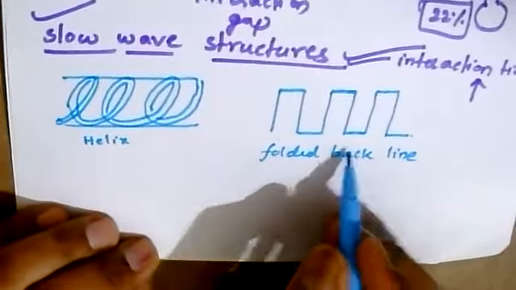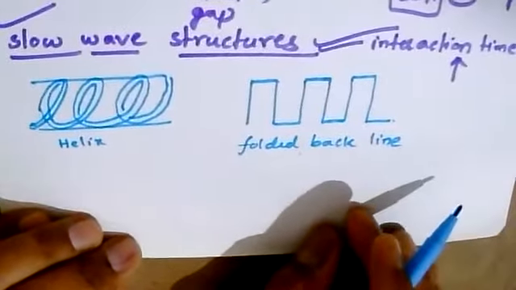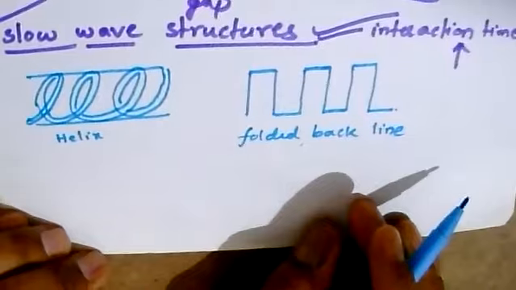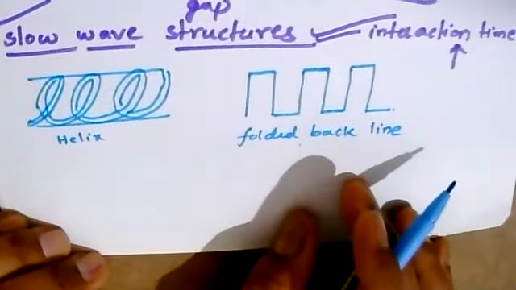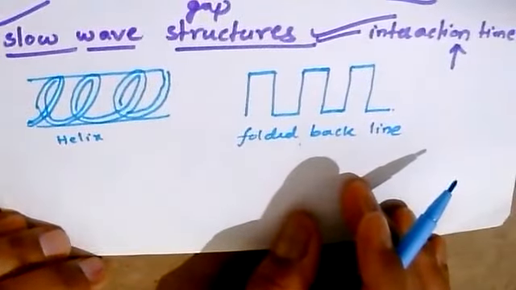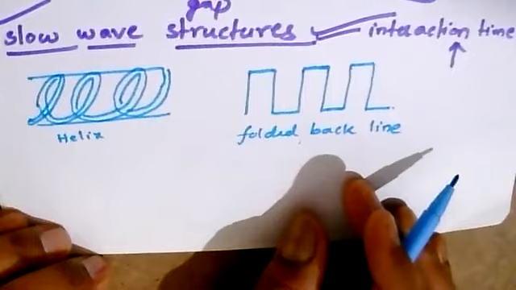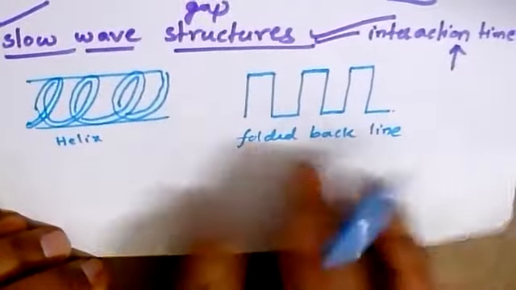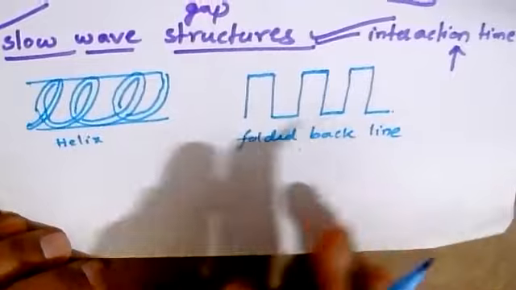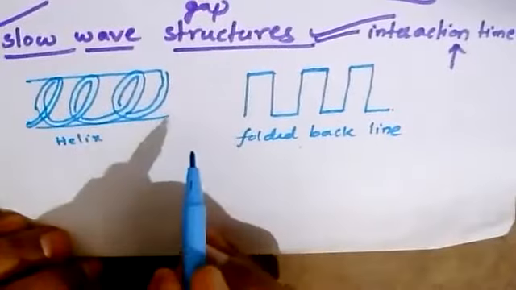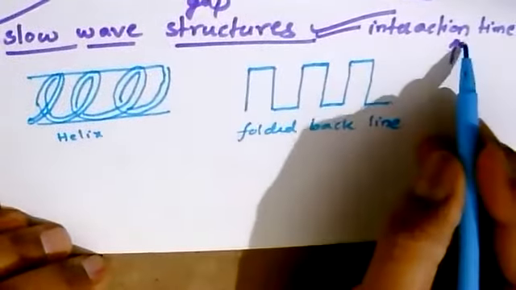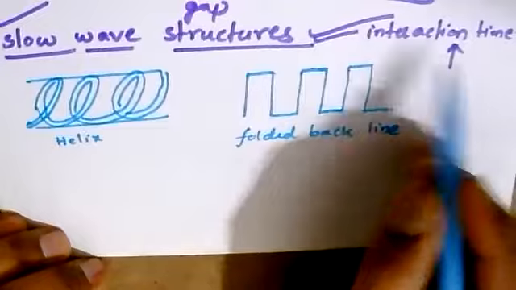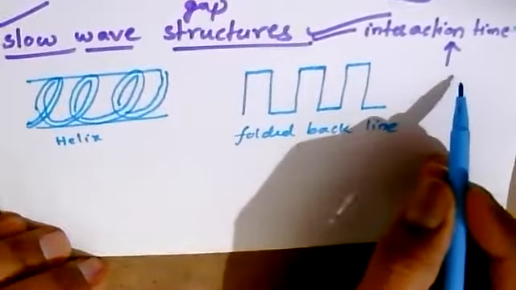Please have a note, you may get this in a quiz or competitive exams. The interaction time can be increased in traveling wave tubes by making use of slow wave structures. It doesn't matter what the shape of the slow wave structure is, slow wave structures are responsible for increasing the interaction time, so the total operation depends on it.